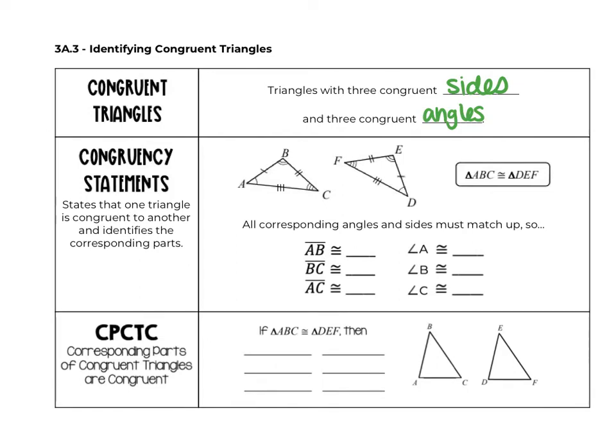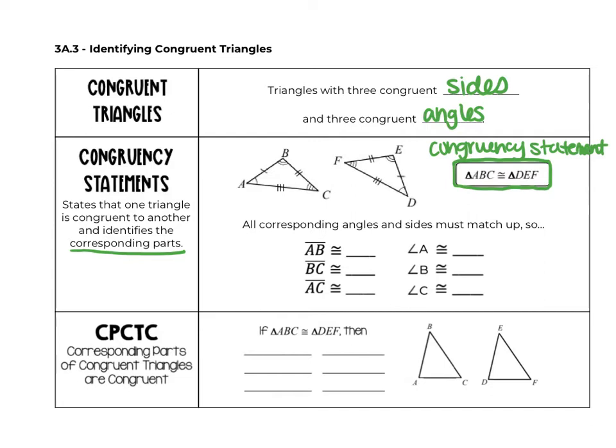So what you're going to see a lot of times is called a congruency statement. That states that one triangle is congruent to another and identifies the corresponding parts, which we're going to talk about here in a second. So here I have triangle ABC is congruent to triangle DEF. So that is my congruency statement. Okay, so it may ask you to write one of those.